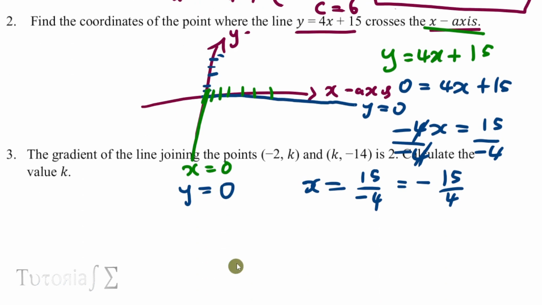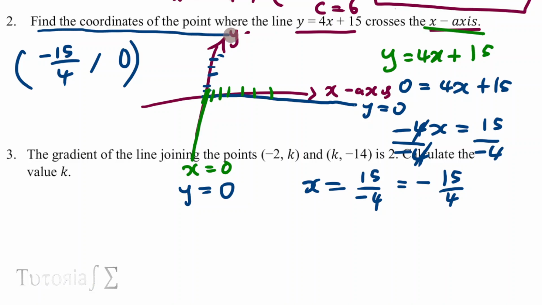So you found your coordinate. So your coordinate is, for x is negative 15 over 4, and for y that is 0. So that is your coordinate. So y, you use the same y, and x is the equation you find. So negative 15 over 4 comma 0. So that would be the coordinates of the point where the line y crosses the x-axis.